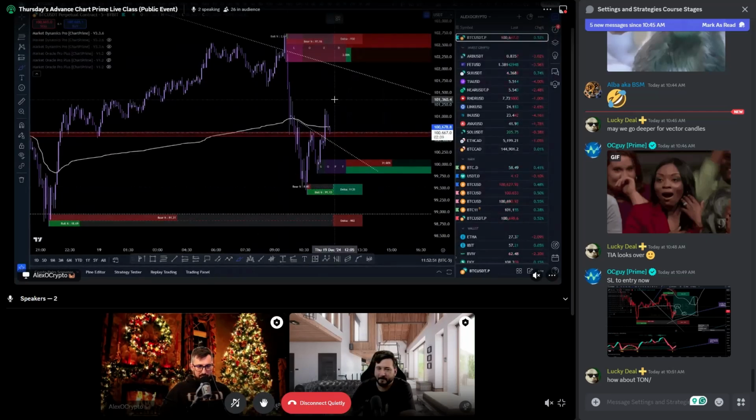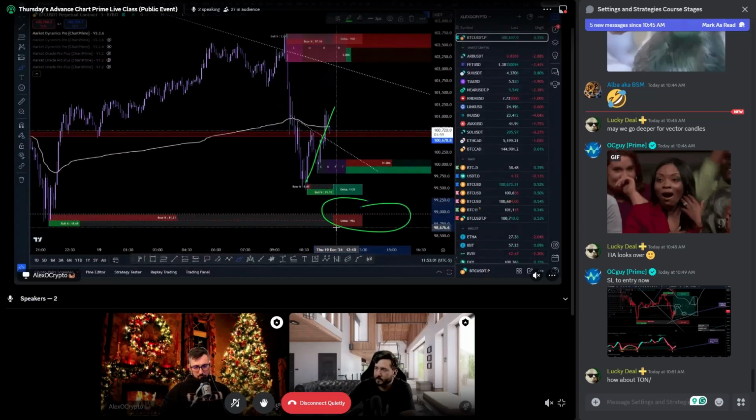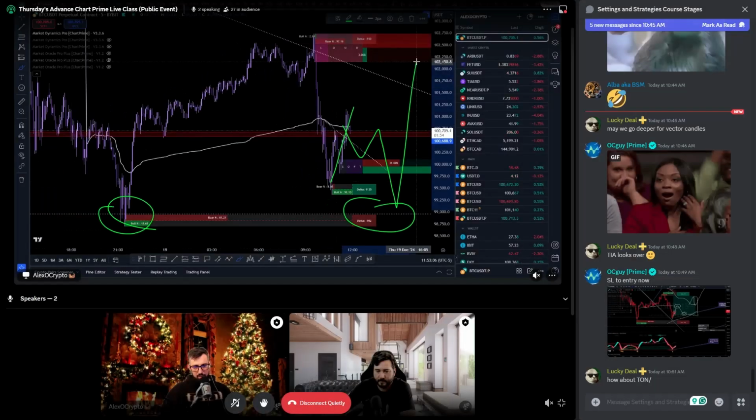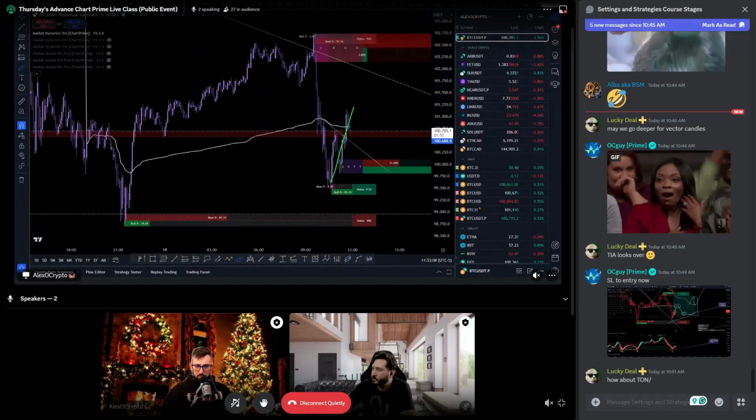I say the intention of coming up here was to get people who are getting short here. These guys. Okay. We'll see. I would like to see the sweep of this area in here. Something like that. We'll see what we get.